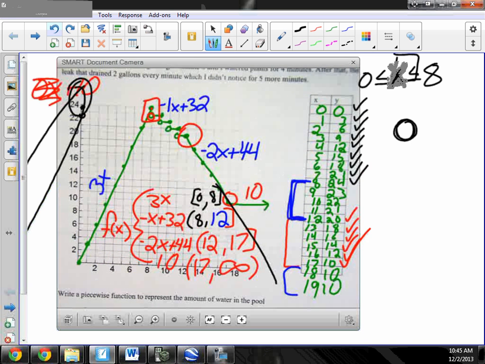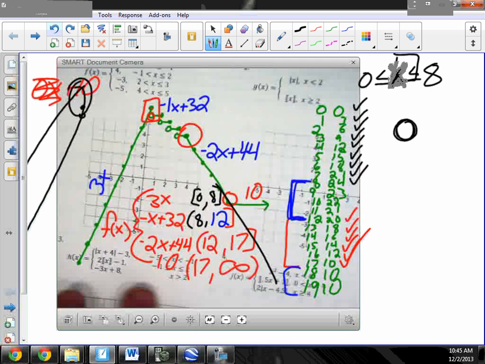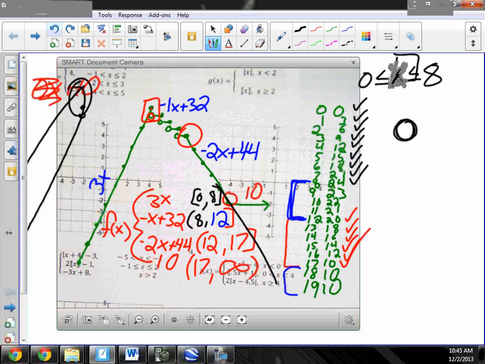Last question. Was it a good idea to buy such a cheap pool? Answer that however you'd like. Okay, turn the page.